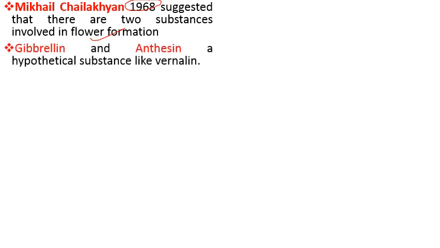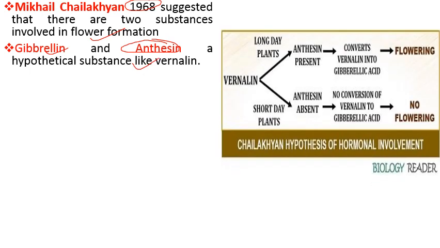Next, Mikhail Chailakhyan in 1968 suggested that there are two substances which are involved in flower formation in plants. One is gibberellin, that is GA, and anthesin, a hypothetical substance like vernalin. So basically, in long day plants, this anthesin is present, and after exposure to a long day condition, this vernalin is converted into gibberellin, and that induces flowering in long day plants.